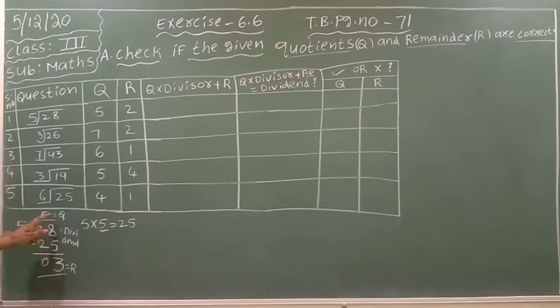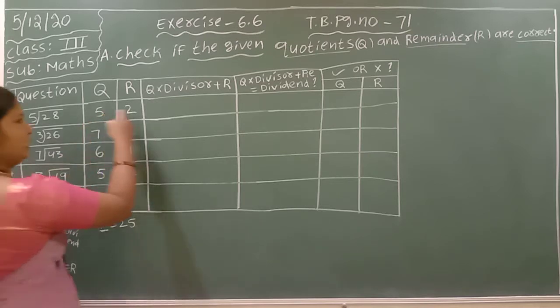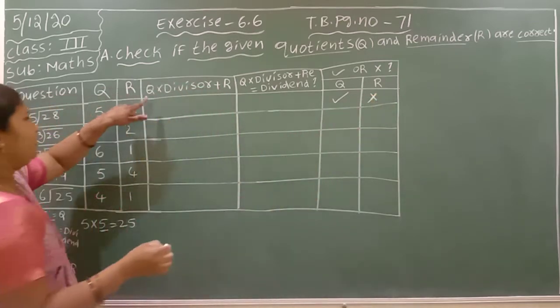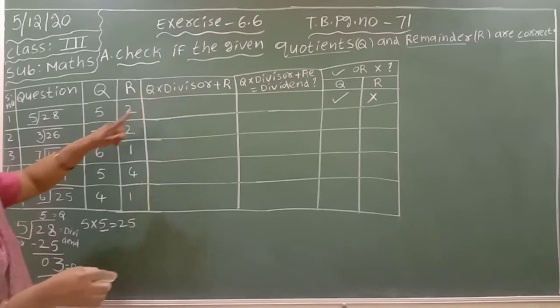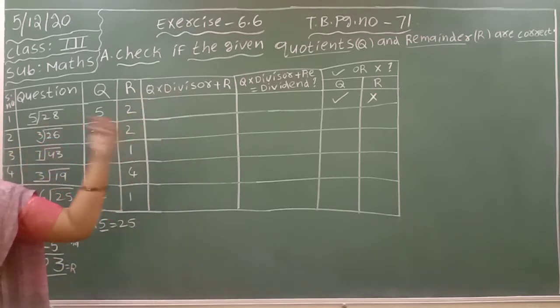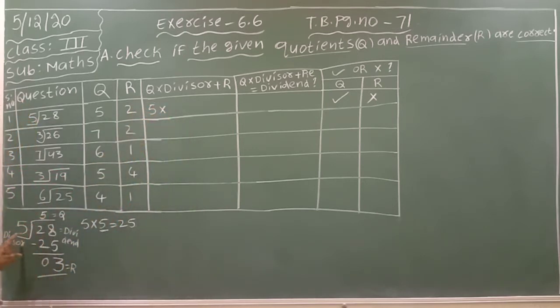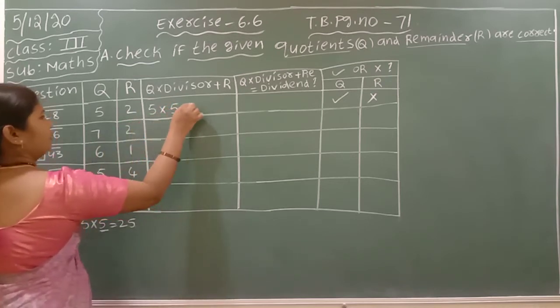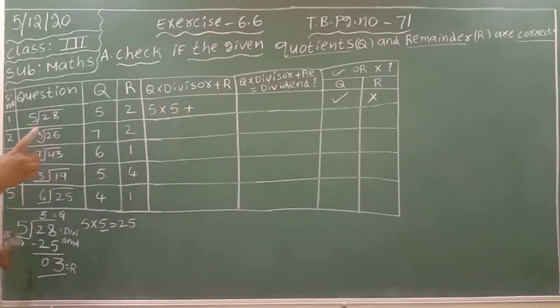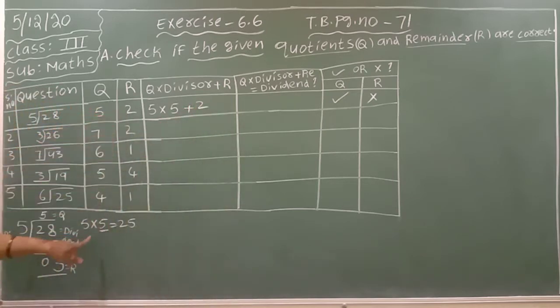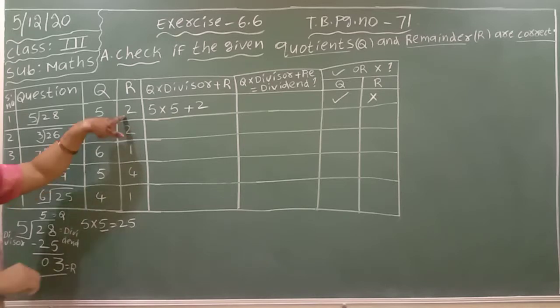Okay. Now see, they gave quotient 5. Here they gave 5, so it is correct. Put a tick mark. Remainder 3, but here they gave remainder 2. It is wrong. And you have to check quotient into divisor. Okay. Quotient 5 into divisor 5, plus the remainder. What is the remainder here, children? The remainder they gave is 2. Whatever they gave, that we should write down: 2. Okay? Here we got 3, but don't write this. You have to write down the numbers that they gave.